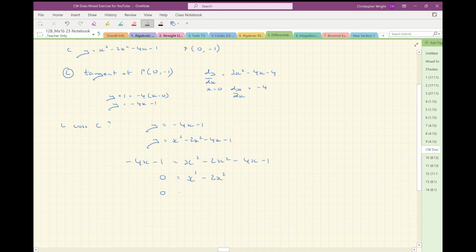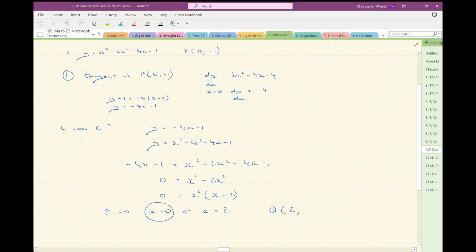So then I'm going to factorize the right-hand side now. I can take out an x squared, can't I? Leaves me with x minus 2. So I know that the curve and the line cross when x equals 0 and when x equals 2. Well, I knew about x equals 0 anyway, because that's the point P. So the x-coordinate of the point Q is when x equals 2.